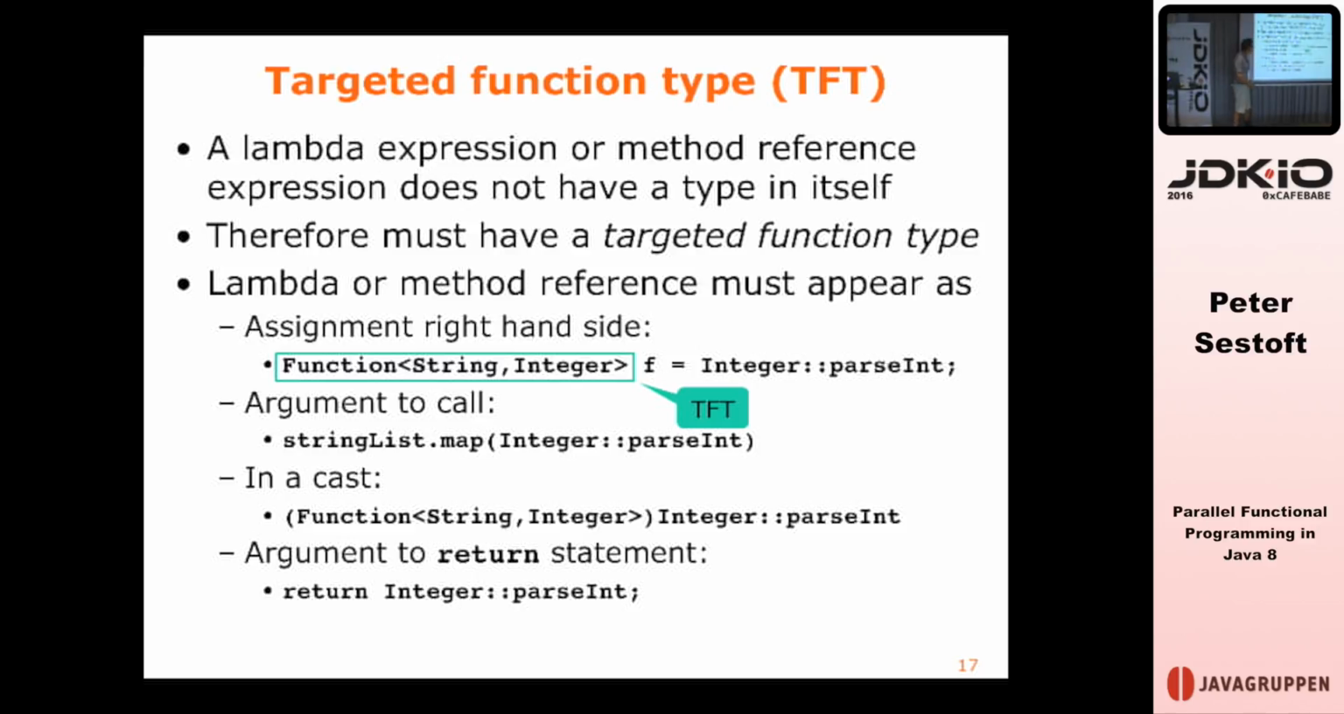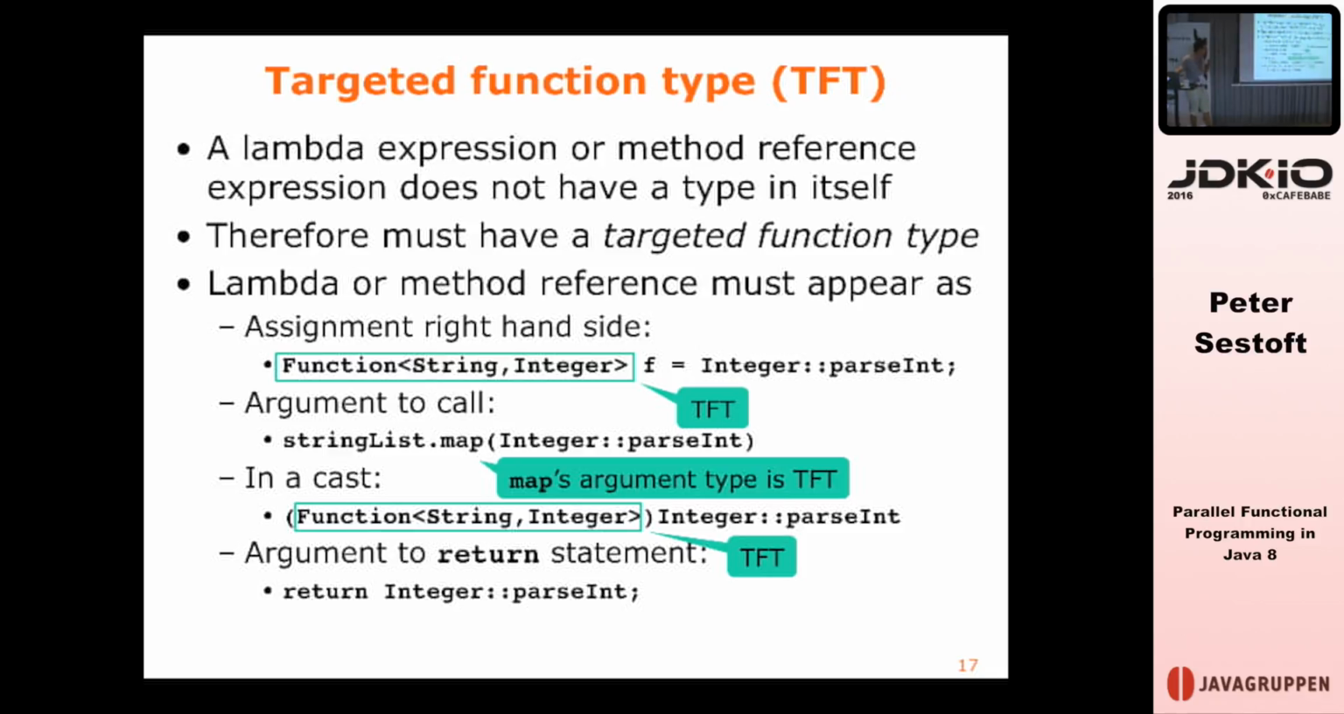Otherwise, I could use it as an argument to a call, and then the map method has an argument type, and that's the targeted function type. Or I could use it in a cast, and then the cast type, of course, is the targeted function type. Or I can use it in a return statement, and then the targeted function type is the enclosing method's return type. So these are the only four places one can use a function type.